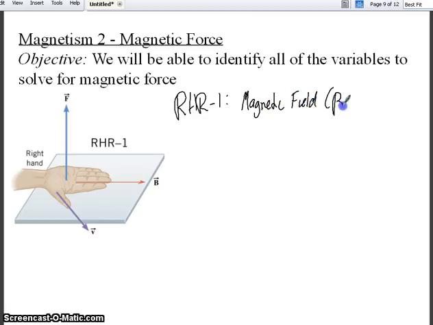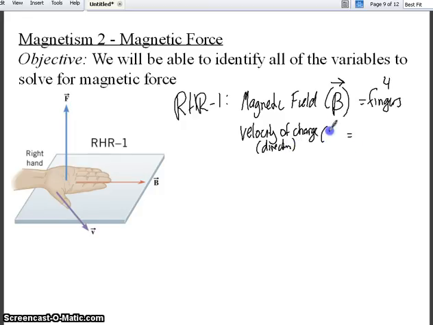the magnetic field, which we use the symbol capital B for, the magnetic field B, which is a vector, by the way, magnetic fields have a direction, is your four fingers. The velocity of the charge, also giving us a direction, which is V, is going to be your thumb. And the force exerted by the magnetic field is going to be your palm.